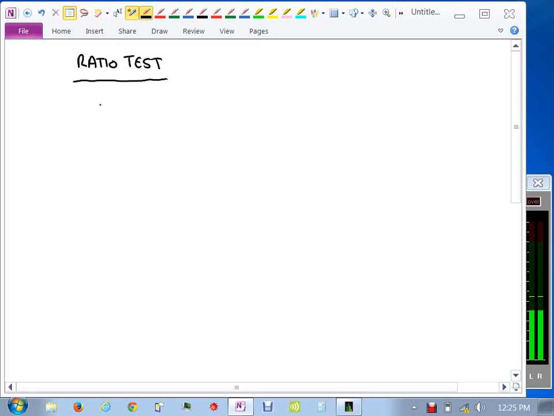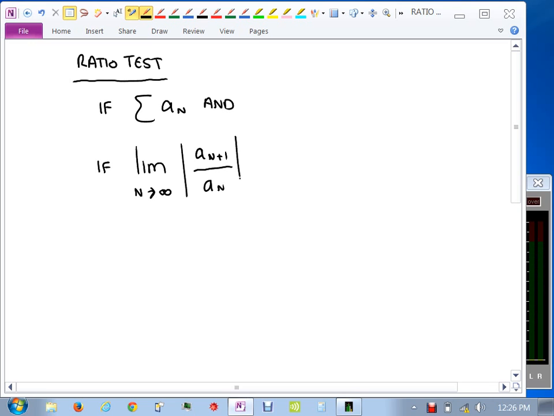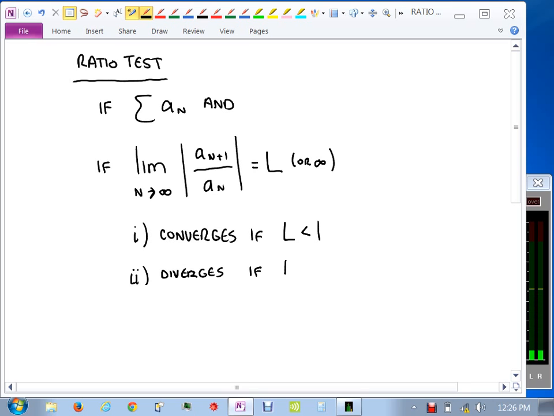The ratio test says if you have a series, and if you take the limit as n goes to infinity of the absolute value of the ratio of the n plus 1 term to the n term, if that equals L or infinity, then it converges if L is less than 1, and it diverges if L is greater than 1 or infinity. This is all on your sheet here.